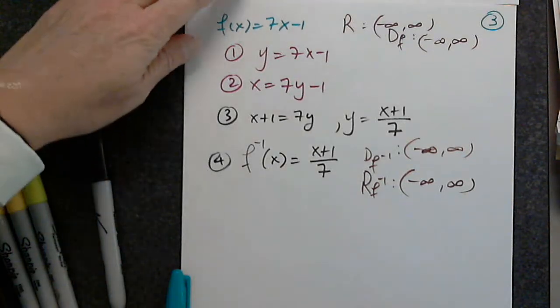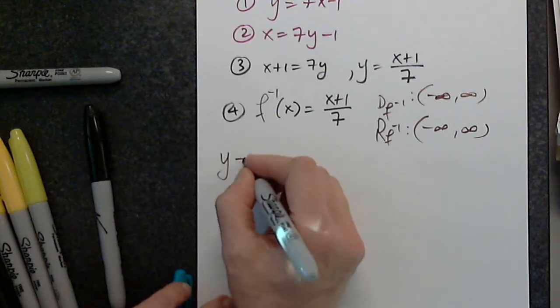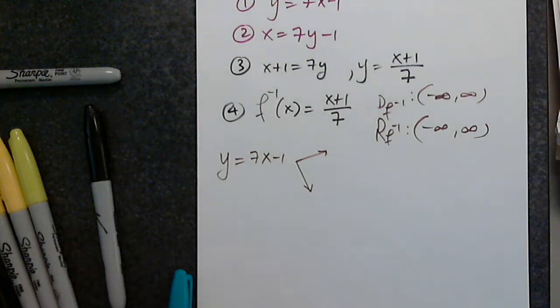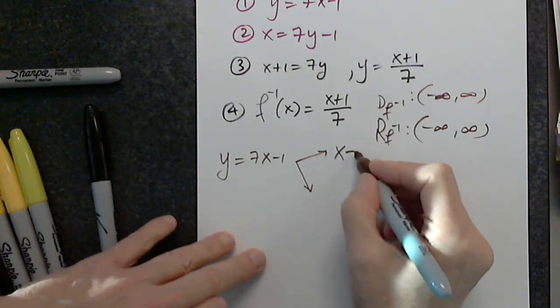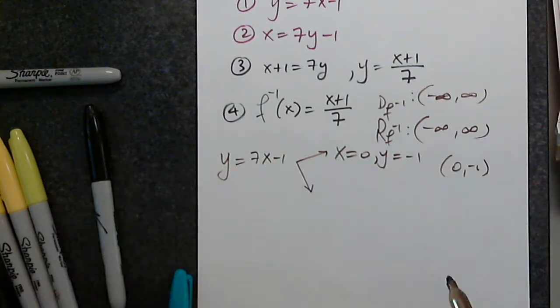Perfect. So now we're asked to graph. I will start with the function, which is y equals 7x minus 1. How many points do I need to graph a linear function? Of course, two. And please always look for the x and y intercepts. So when x is 0, how much is y? When x is 0, y is negative 1. 0, negative 1.